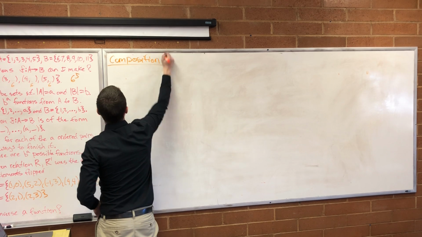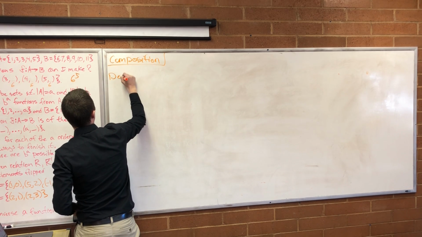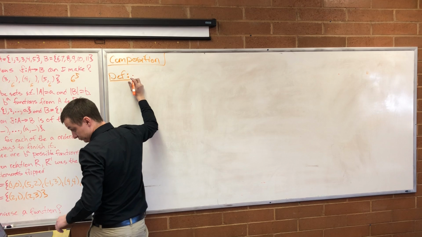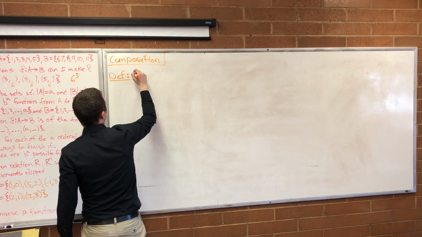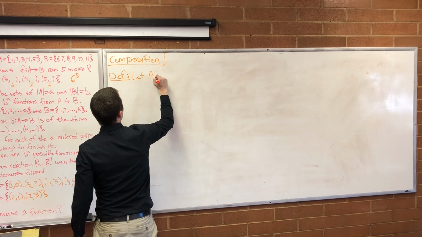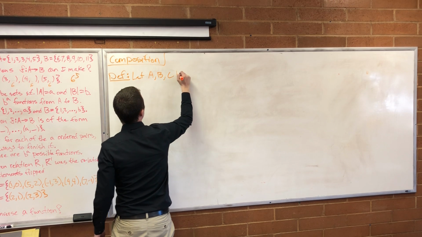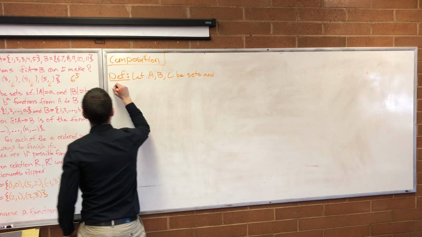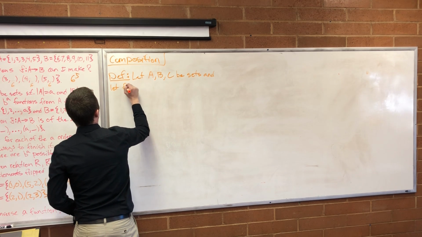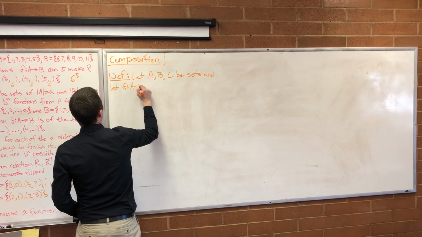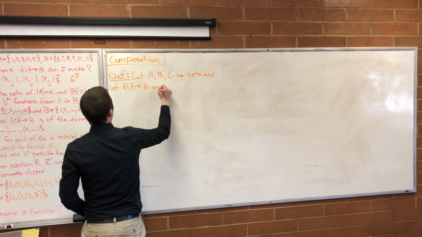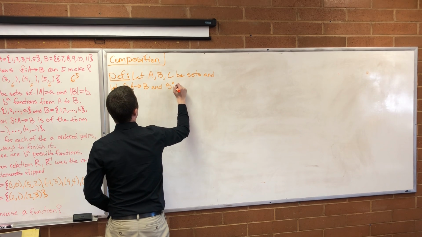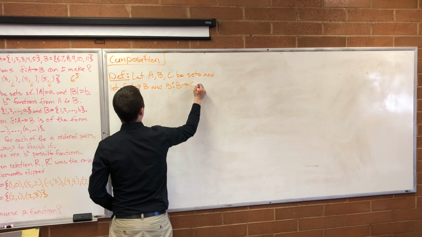Composition. And our first definition. Let A, B, and C be sets, and let F be a function from A to B, and G be a function from B to C.